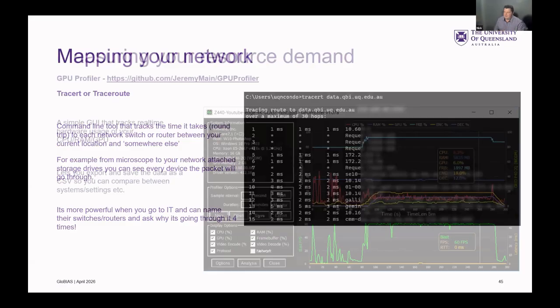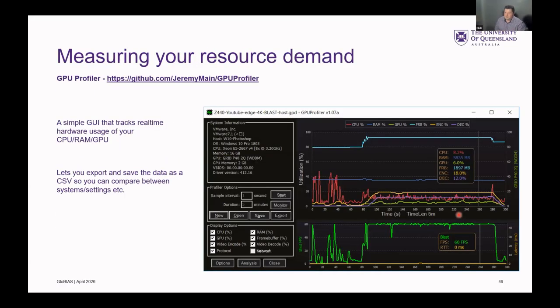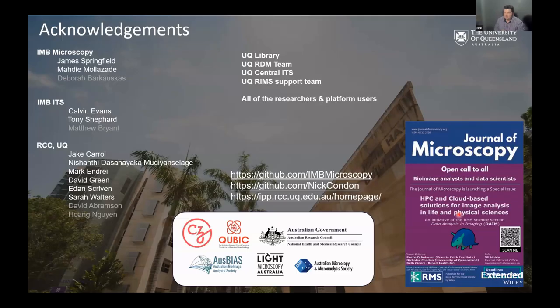And then lastly, we use this tool called GPU Profiler. It's developed by someone who works at NVIDIA and it's on GitHub, but it lets you run it while you do some task and it's graphing the CPU usage, the RAM usage, the GPU usage. And while, yes, you can do that in Task Manager, this lets you export it as a CSV, so you can do comparisons and get the actual numbers. So that's been really useful for us.